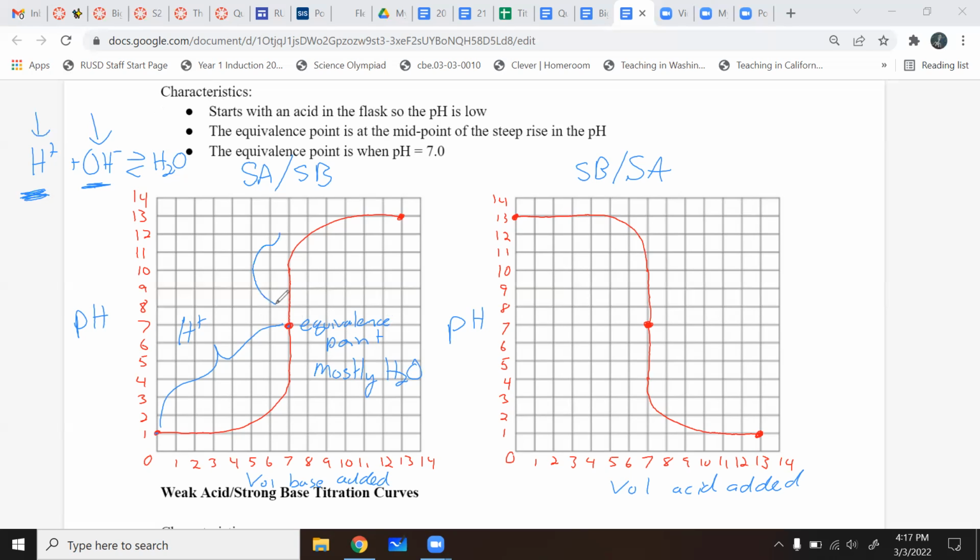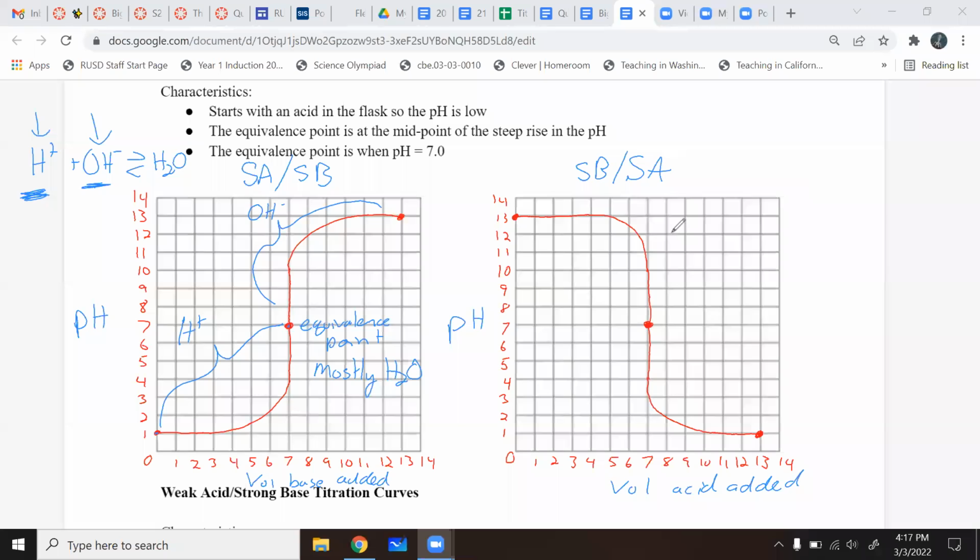Now up in this section, that is where you have exceeded the equivalence point, and now you have mostly OH minus ions there. You can see that reflected in the dramatic increase in pH that then levels off around 13 here.